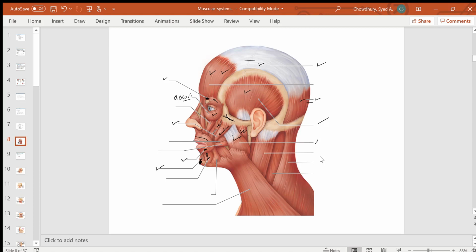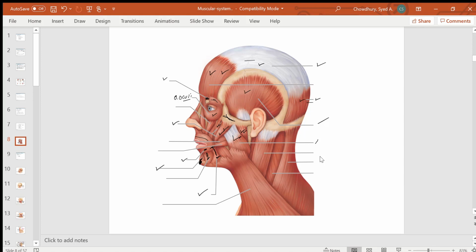That's why inferioris. And this one, you see, this muscle is attached to the angle of the mouth, right? And going downwards. So when this muscle contracts, it will pull the angle of the mouth downwards, right? That's why it is called depressor. Again, downwards. Anguli oris: anguli, angle, oris is mouth. So this is depressor anguli oris. Make sense?